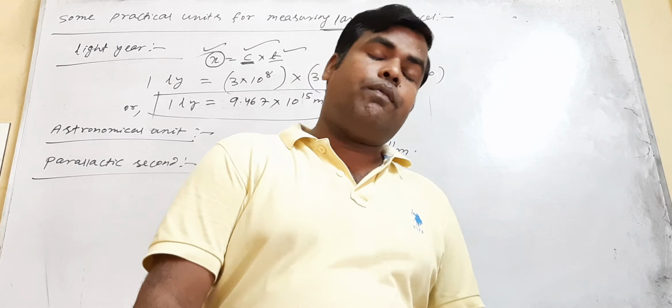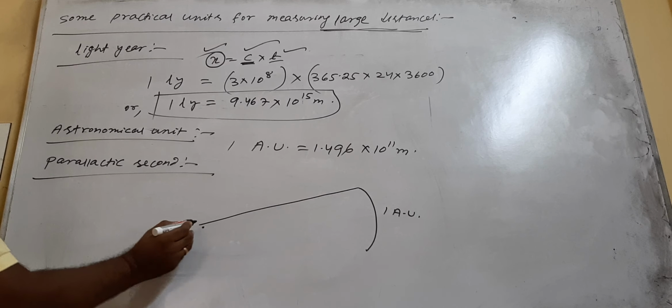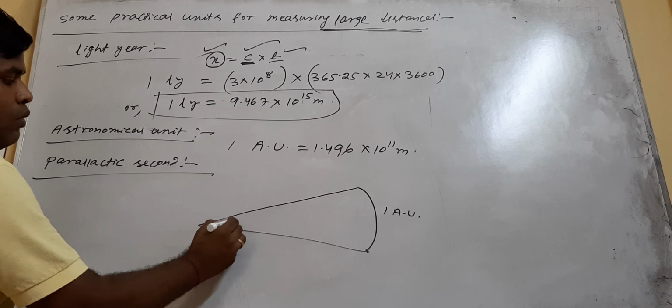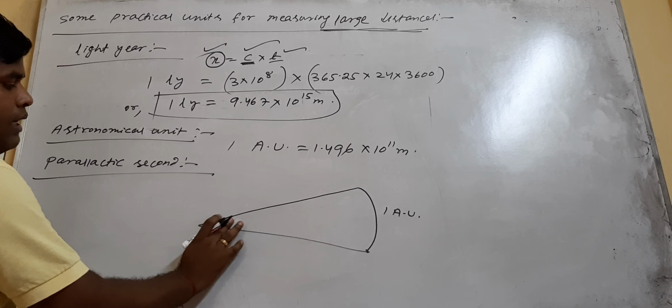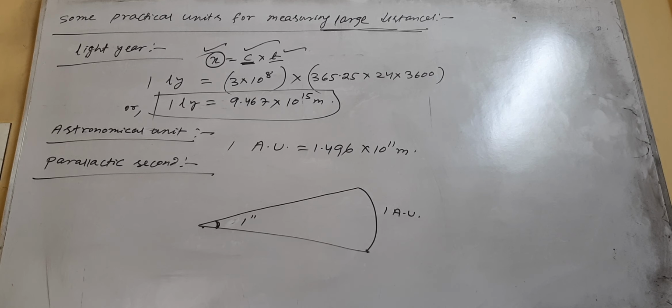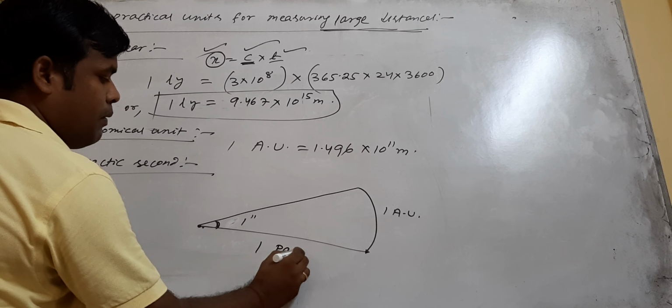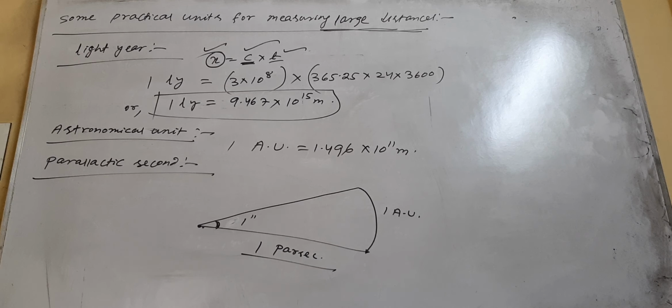Here you see, suppose this arc has the length 1 AU. Suppose that arc subtends an angle equal to 1 second of arc. Then this distance is your 1 parallactic second or 1 par second.